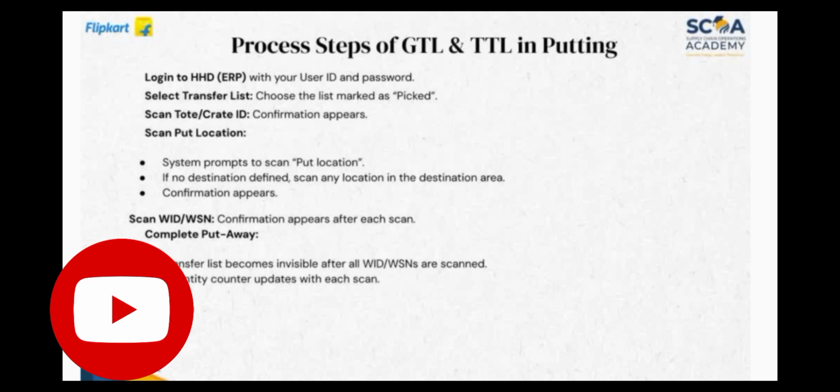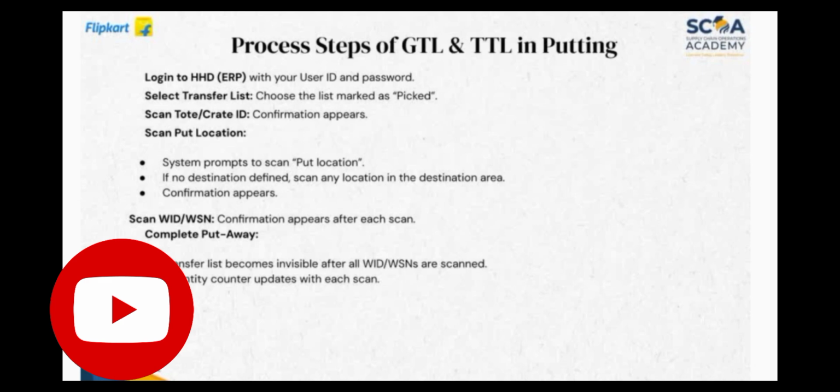Process steps of GTL and TTL putting. Log in to HHD, ERP with your user ID and password. Select Transfer List, choose the list marked as picked. Scan tote crate ID, confirmation appears. Scan put location. System prompts to scan put location. If no destination defined, scan any location in the destination area. Confirmation appears. Scan with WSN, confirmation appears after each scan.